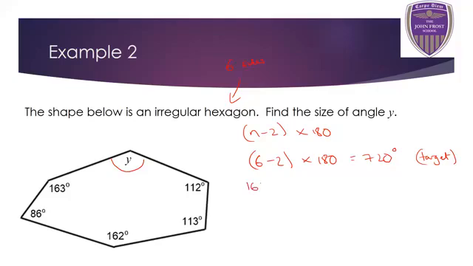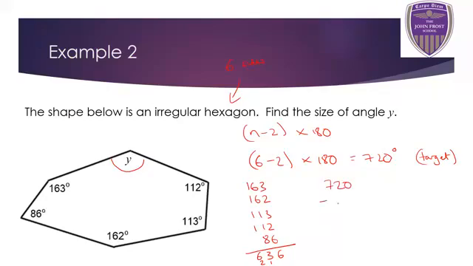Okay, so 163, 162, 113, 112, 86. All right, so we get 5, 10, 16 there, 6, 12, 13, 14, add another 8, 22, plus another 1, 23, 1, 2, 3, 4, 5, 6. All right, so we've got 636 so far.